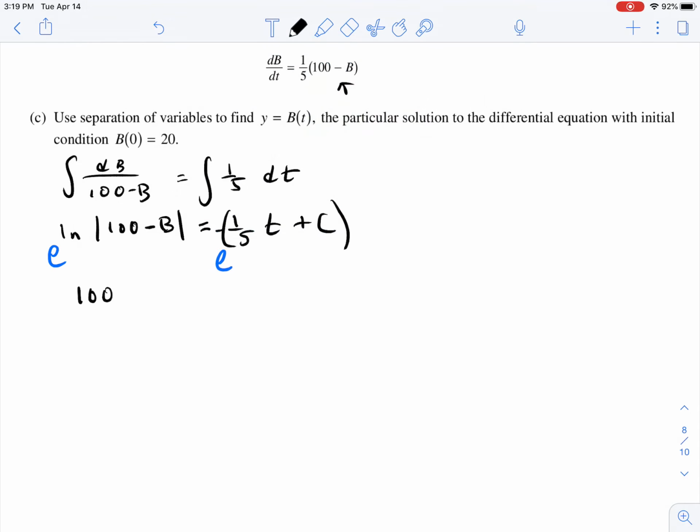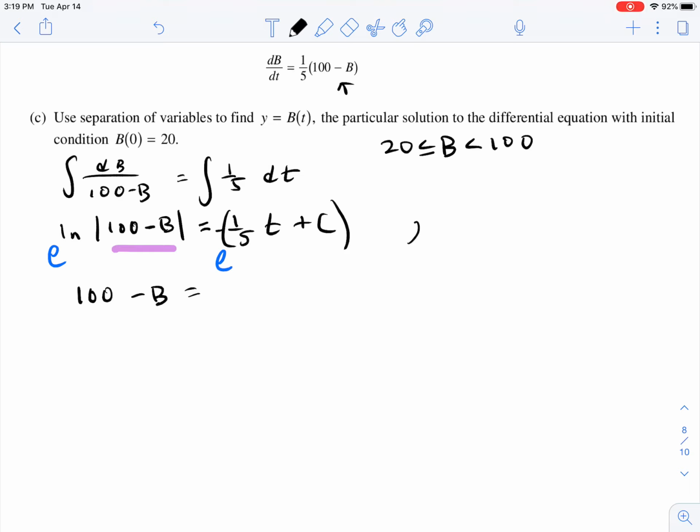Oh, and I should point something out about this absolute value of our argument here. If you look here, you'll notice that we have the absolute value of 100 minus b. But because b, as was given in the problem, represents values between 100 and the lowest it got to, which was 20, since we know that this is true, we can just work with 100 minus b. We don't have to worry about the absolute value, right? We always know that b is going to be positive. So we have 100 minus b, exponentiate this side.